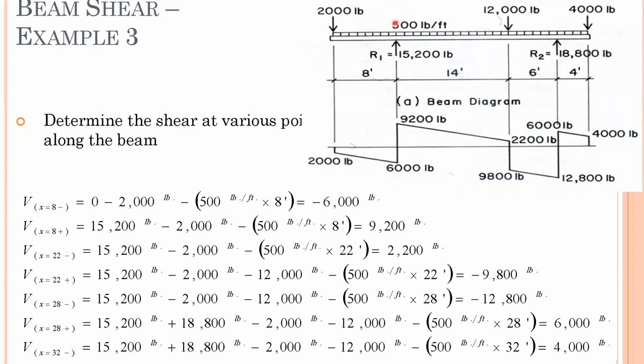But up to this point here, you have a UDL running across here. And this UDL, you can convert to a point load up to this point. So it's 5,000 times 8, but it is minus also. So two things, minus 2,000, minus 5,000 times 8, give you minus 6,000. So up to this point is minus 6,000. You're getting the effect right at 8 here. So see there, minus 6,000.